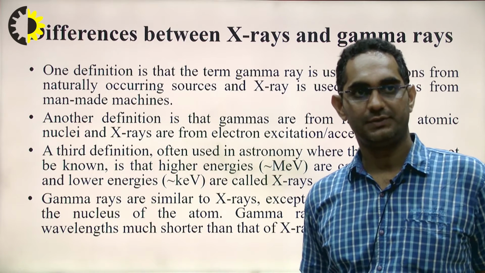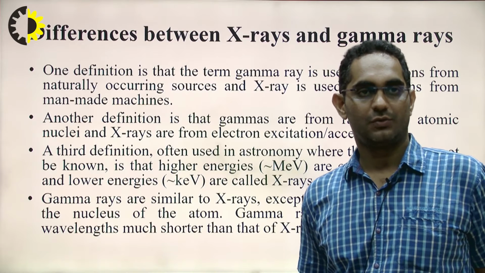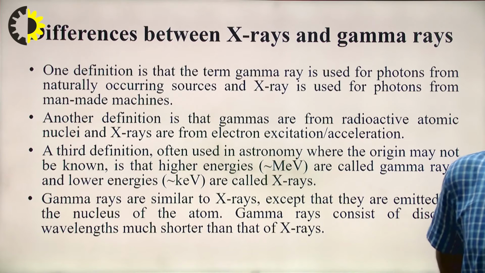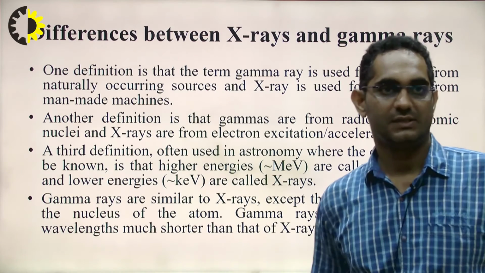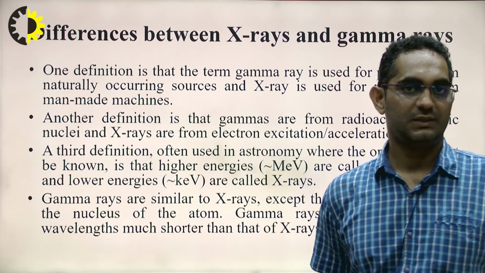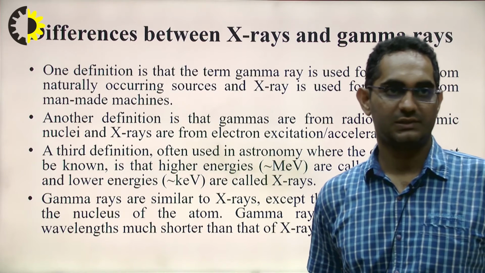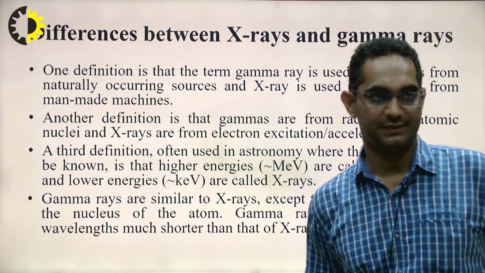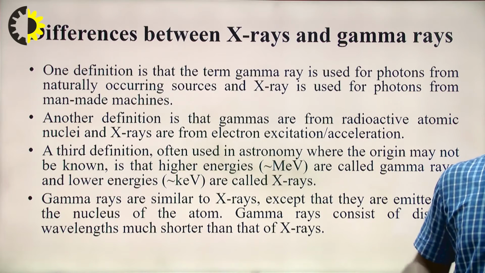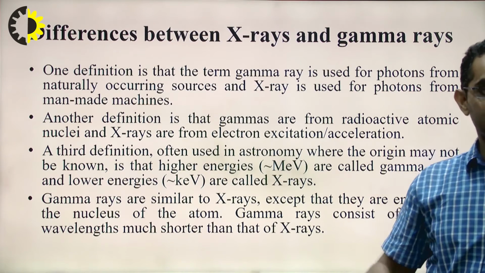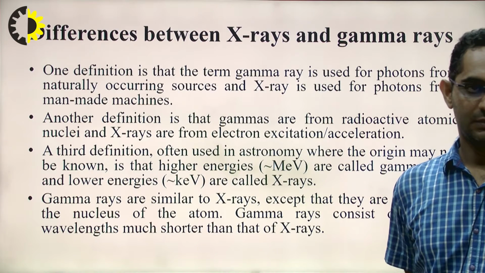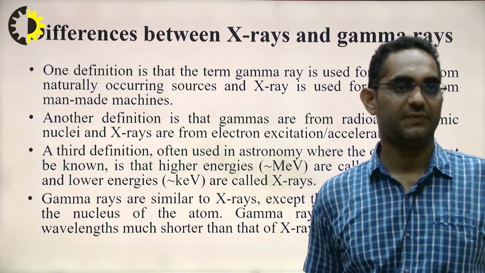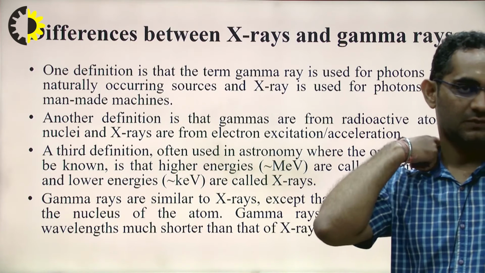A third definition often used in astronomy, where the origin may not be known, is that higher energies, that is in the MeV, are called gamma rays, and lower energies, that is keV, are called X-rays. And gamma rays are similar to X-rays, except that they are emitted by the nucleus of an atom. So, gamma rays consist of discrete wavelengths much shorter than that of the X-rays.